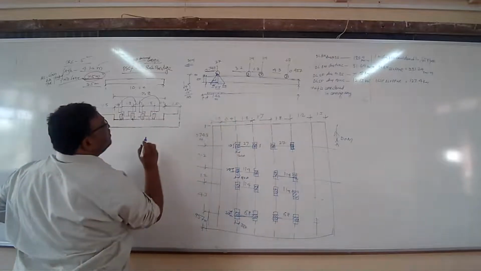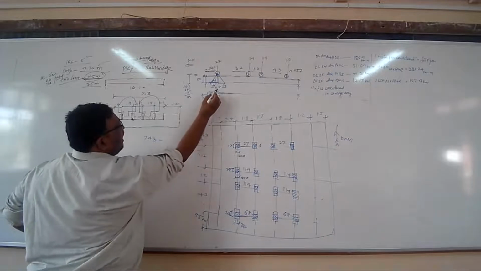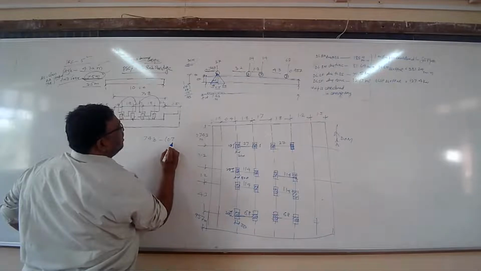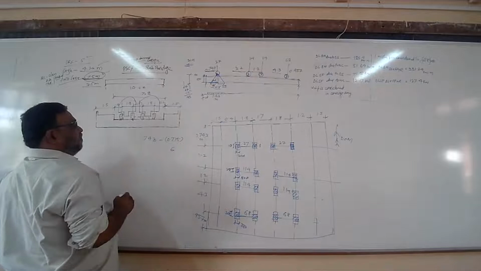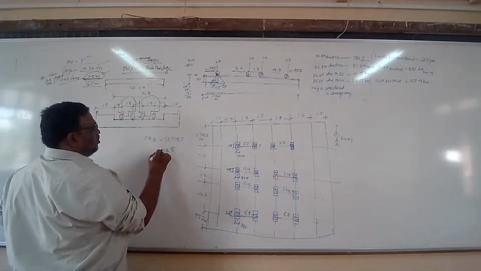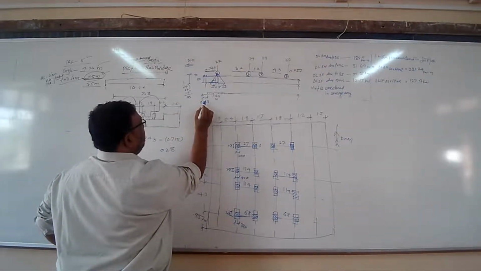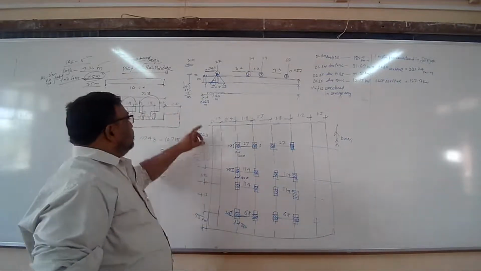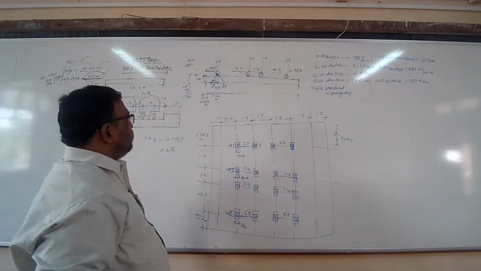ये कितना रहेगा? 0.743 माइनस इसका हाफ, सेंटर से कितना डिस्टेंस है, तो माइनस 0.715. तो 0.028 meter. So there is no load for a distance of 0.028 meter. Then they are having distributed load because of this load.